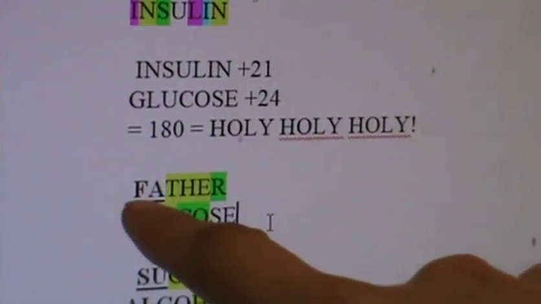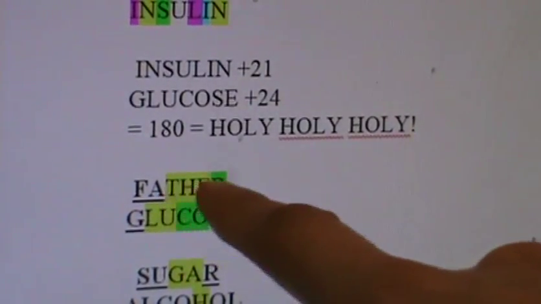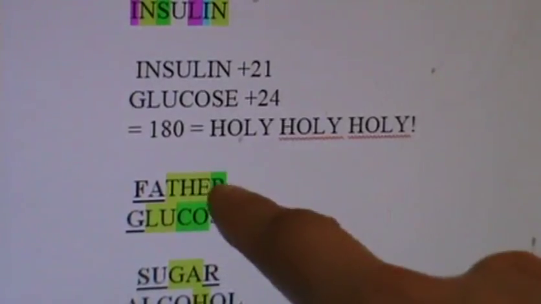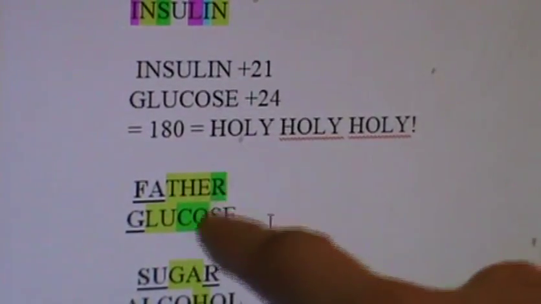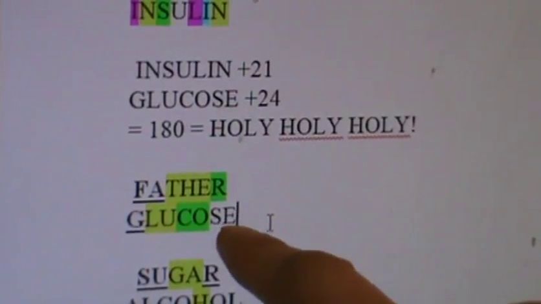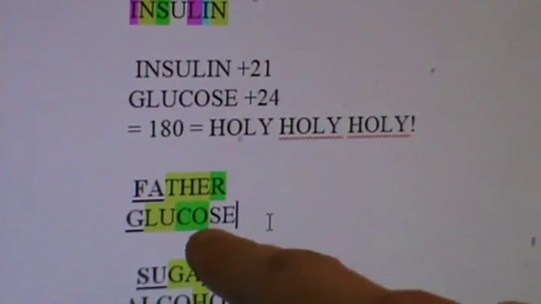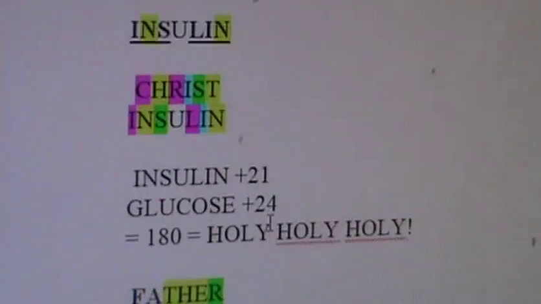An F plus an A, 6 plus 1 equals 7. And then L plus U equals 33 up here, and then C plus O equals R up here, and this is both of these divided by 3. A miracle. And then the SE is your 24 bonus. So clearly, father is pointed to by glucose. Clearly, insulin was pointed to by Christ.